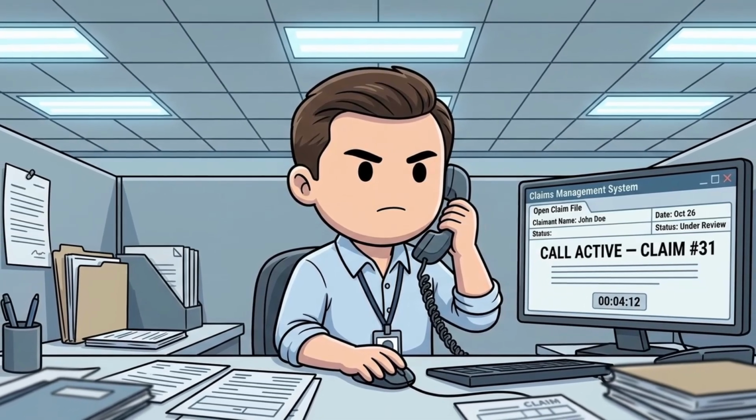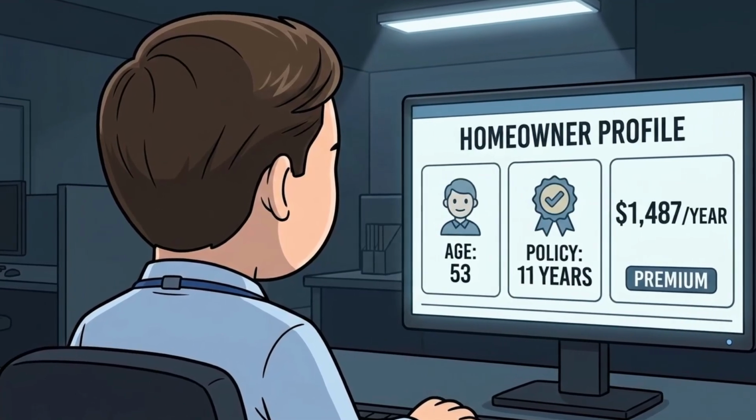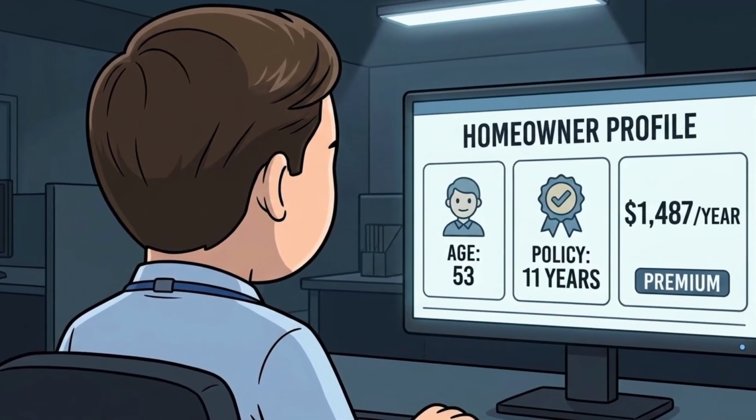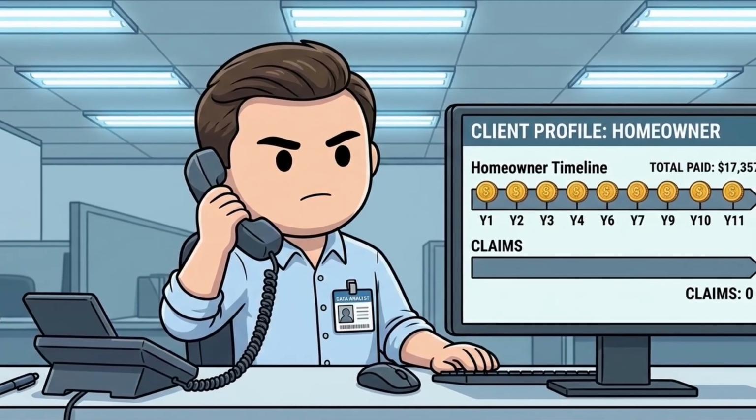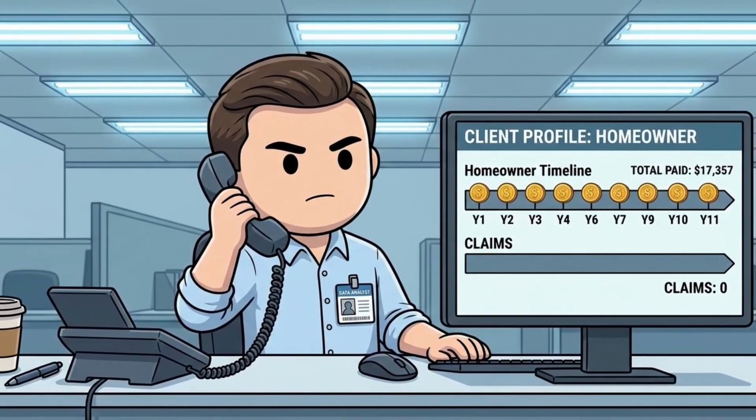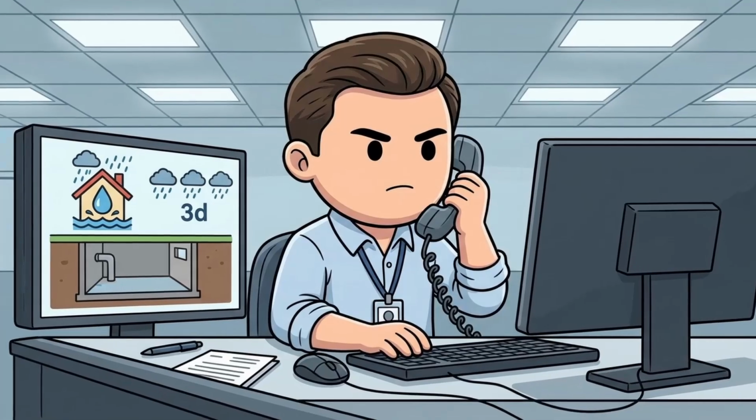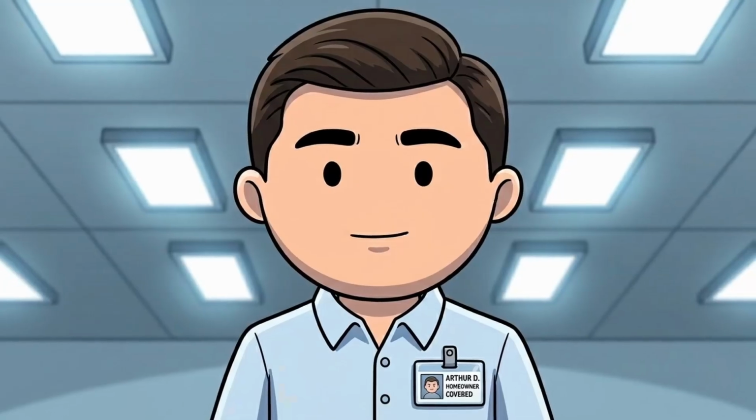The homeowner is 53 years old. He has held this policy for 11 years. His premium is $1,487 a year. He has paid $17,357 in premiums over the life of the policy and filed no claims. The water damage to his basement occurred after 3 days of rain. He believes it is covered.